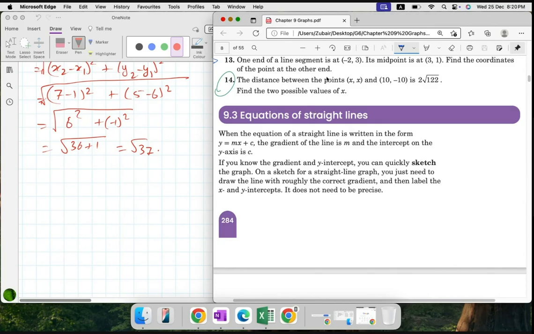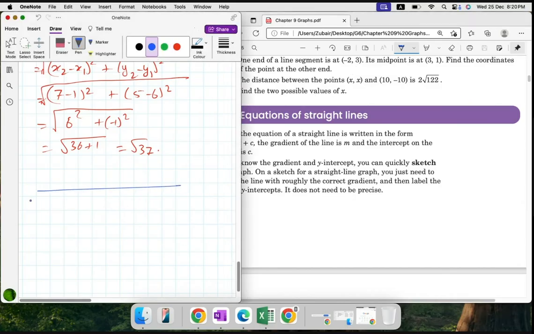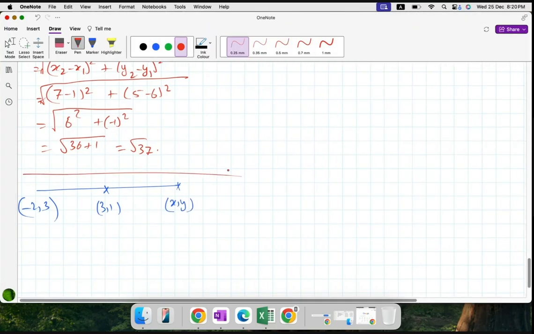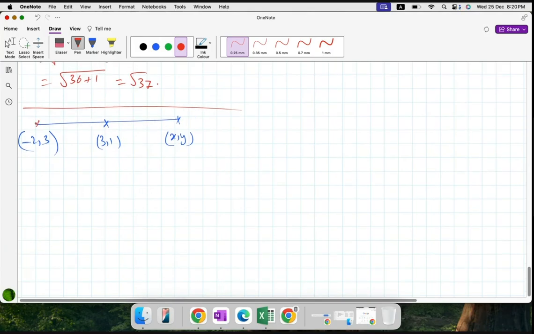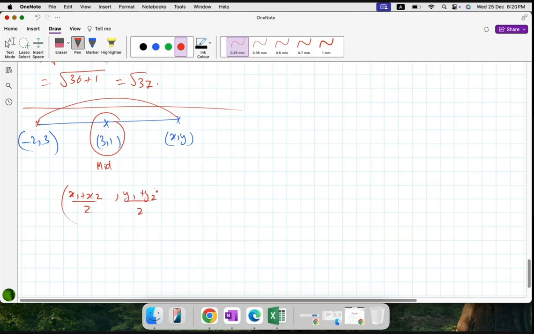See, the question says one end of the line segment is minus 2, comma 3. And it says the midpoint is 3, 1. Find the coordinates of the other end. Let's say this is just a sketch. Even if we don't draw that, we know that these are the 2 points and this is the midpoint. So basically the formula is x1 plus x2 over 2, y1 plus y2 over 2, and this will give us the midpoint, which is clearly 3 comma 1.